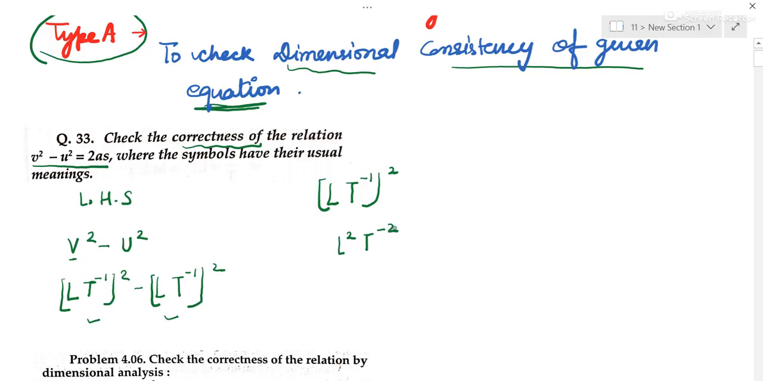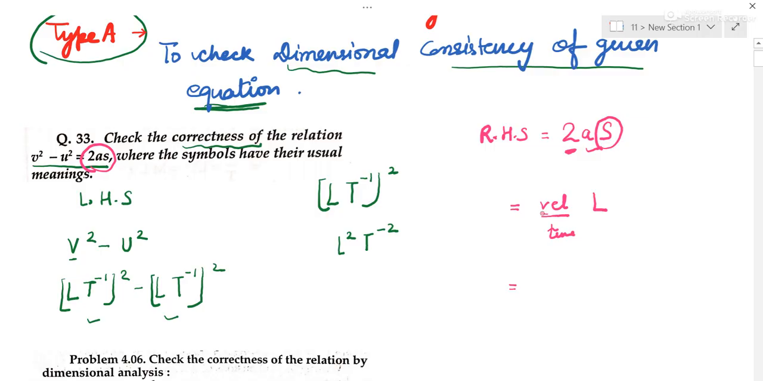Now let us pick up the right hand side. So the right hand side is, you can see here, 2as. So we will write the right hand side as 2as. 2 is a dimensionless constant, so we won't write it in the next step. Acceleration, you know what acceleration is. Acceleration is velocity by time, or you can say change in velocity by time. This is displacement. Displacement is distance, L.